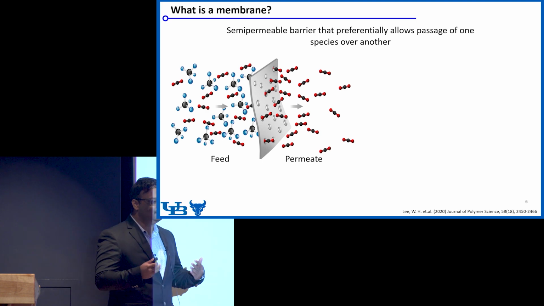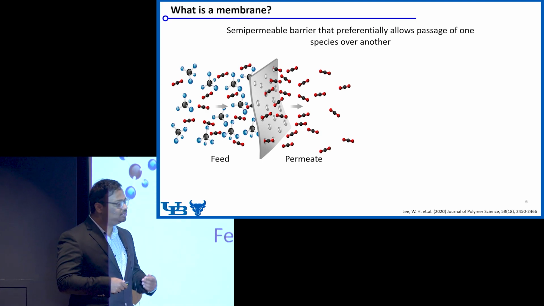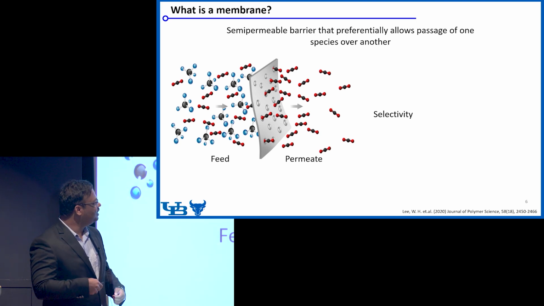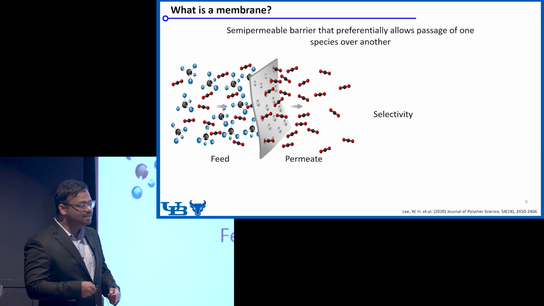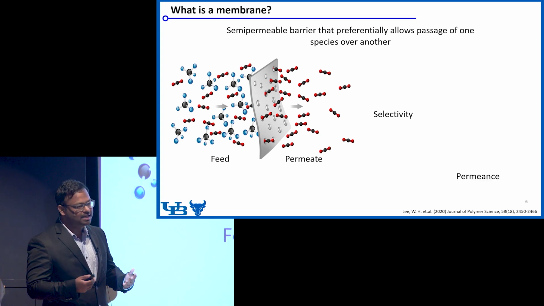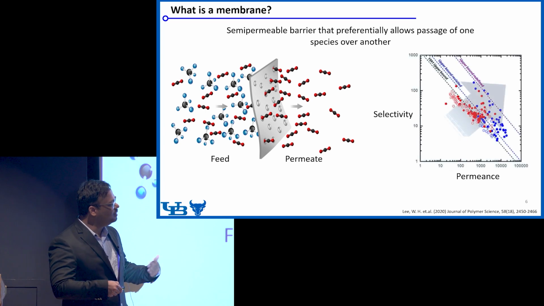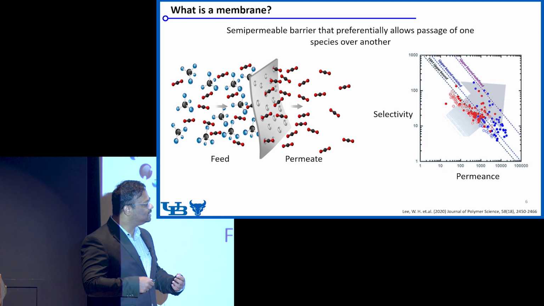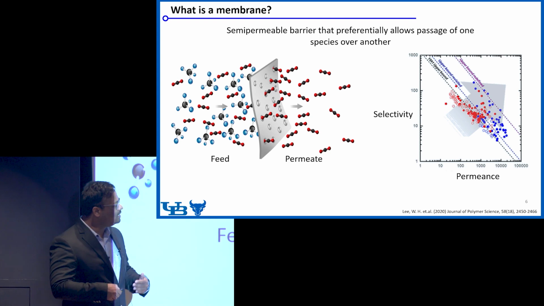The two key components defining a membrane are its selectivity and its permeance. Selectivity is how well you can separate out the mixture into its pure components, and permeance is how fast you can do this process. Traditionally, when you increase the selectivity of your membrane through material design, you compromise on the permeance, or when you increase the permeance, you compromise on selectivity. So there is always a trade-off.